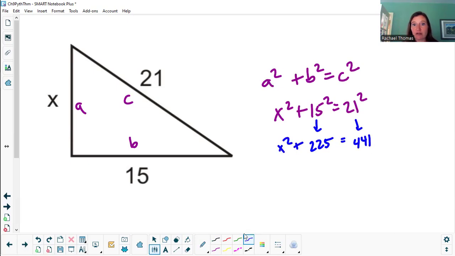X squared plus 225. So I'm going to do a little bit of algebra to get x alone. I'm going to subtract 225 from both sides, and I get x squared equals 216. Again, I take the square root on my calculator, square root of 216.